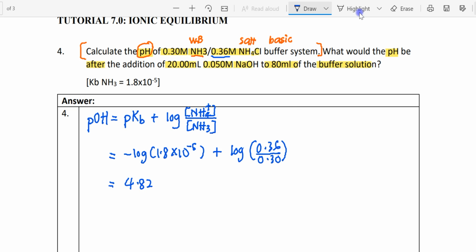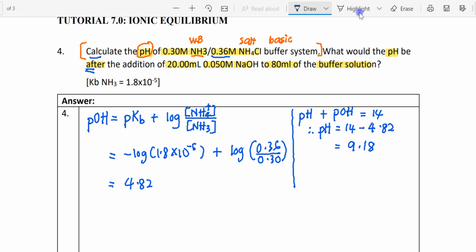Right, the second step is to calculate the pH of the buffer solution by using the formula pH equals 14 minus pOH. And the value of pH for the buffer solution before the addition of strong base is 9.18. Okay, so this is for the first calculation. For the second calculation, what would be the pH after the addition?